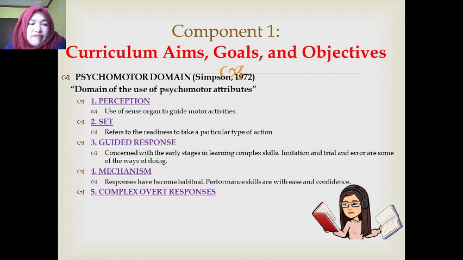So, number 5, complex overt responses, no? So, the skillful performance and with complex movement patterns. Sa PE, meron ako neto dun sa dance. Meron dito sa complex overt responses. No, so meron talagang mga bata na magaling talaga dun sa performance na yon. Tapos, nakakagawa din siya ng mga complex na movement patterns.